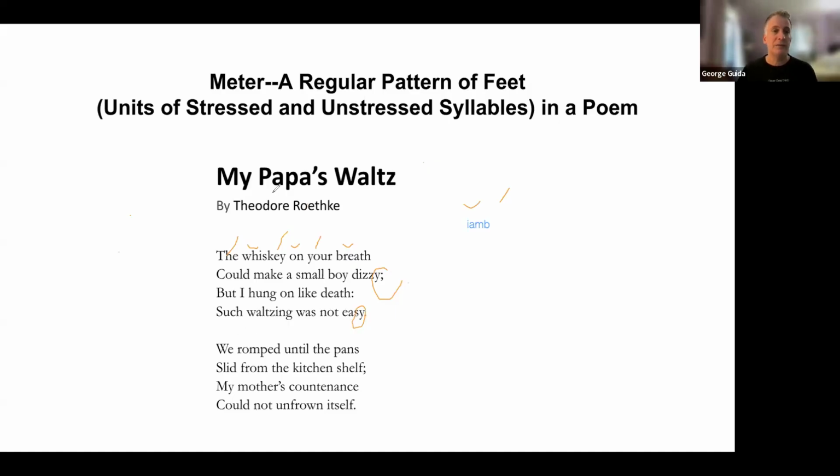Well, yeah, he had a reason for that. Roethke is writing a poem about a boy dancing with his father who's come home drunk. So the dance is a little off rhythm, and to give you that sense, he gives you that extra syllable. Right? A good example of how rhythm can reflect or complement the subject of the poem. And then in the rest of the poem, he gets back to this kind of regular rhythm.